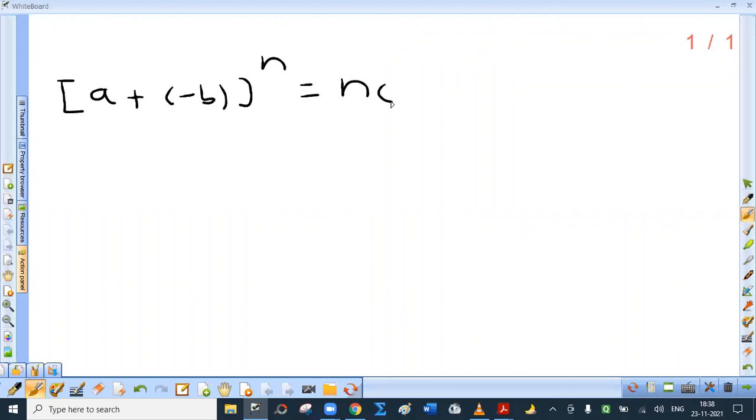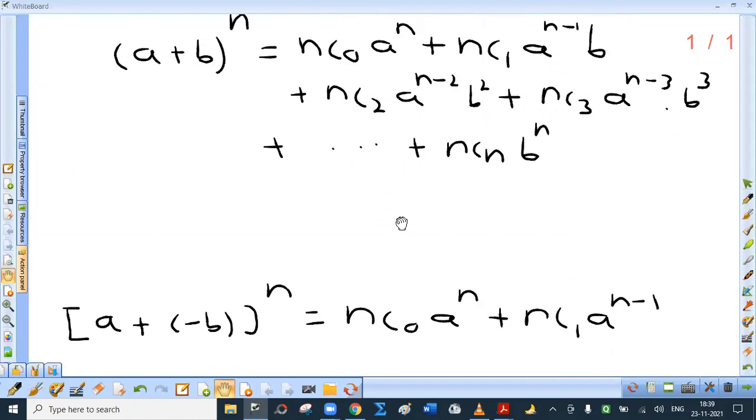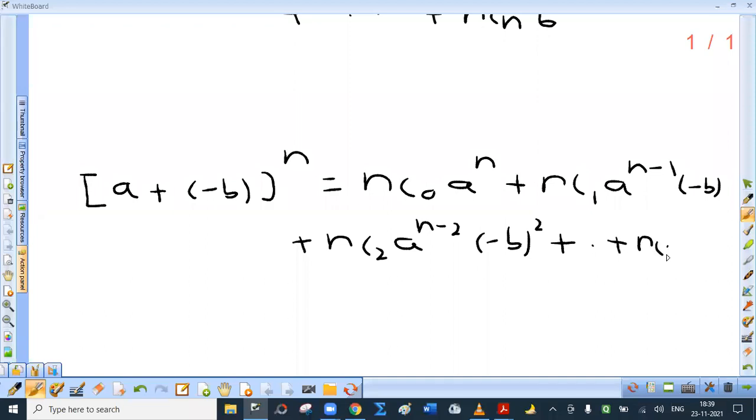So this is nC0 a raised to n plus nC1 a raised to n minus 1 into minus b, plus nC2 a raised to n minus 2 into minus b square, and so on up to nCn minus b raised to n.